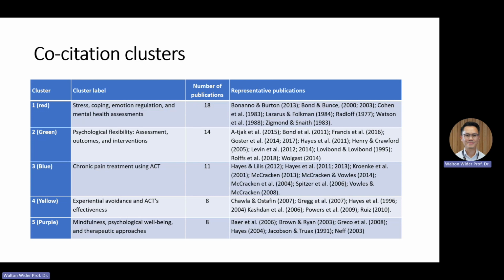And cluster number 4, with 8 publications, investigates experiential avoidance and the effectiveness of ACT in addressing various psychological issues. So it discusses experiential avoidance as a maladaptive coping strategy, and also highlights ACT's role in enhancing psychological flexibility and treating mental health issues, supported by the publications here.